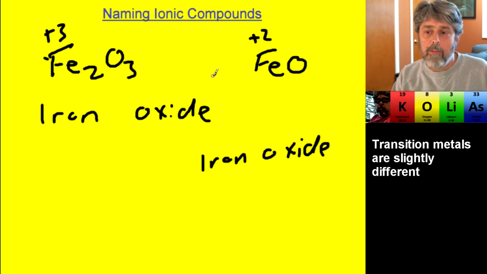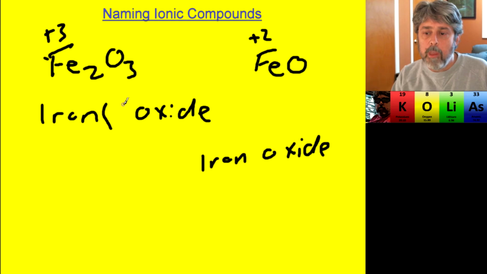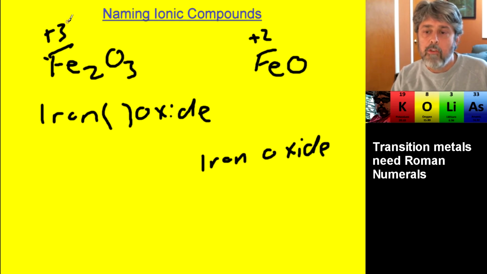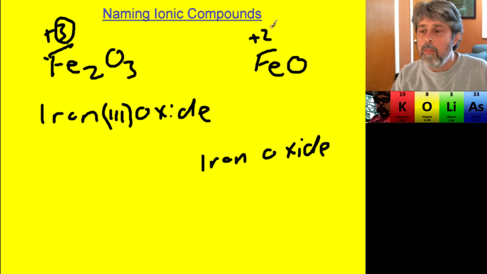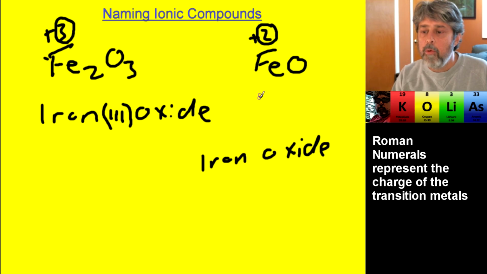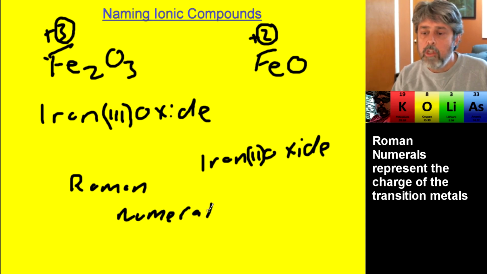So here's the trick to this. Transition metals need Roman numerals in between the words designating the charge on what the metal is. So in this case, it was a 3. So this is called iron 3 oxide. Over here, this iron was a +2. So we're going to put the parentheses here. I should have left some more room. Iron 2 oxide. We're using Roman numerals to tell people the charges of our transition metals.